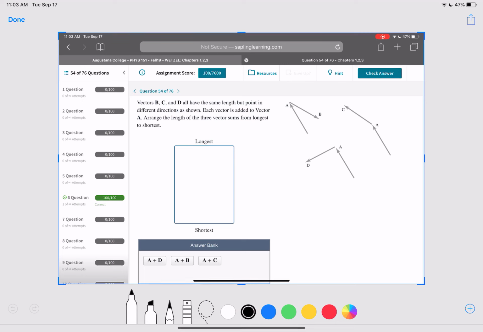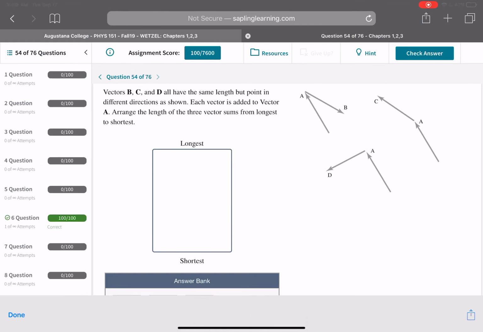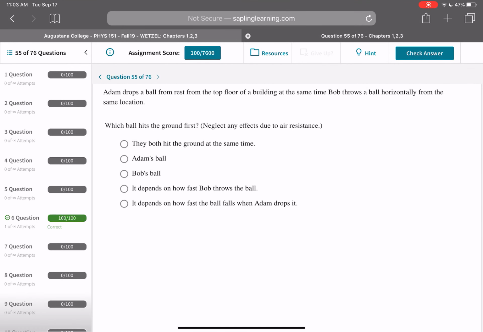Vectors B, C, and D all have the same length but point in different directions. Each vector is added to A. So A and B are added together. There's your resultant. In this case, there's your resultant, and in this case, there's your resultant. Which one's shortest and longest? A plus B looks to be the shortest, A plus D is the next shortest, and A plus C is the longest. Okay, delete. Next.